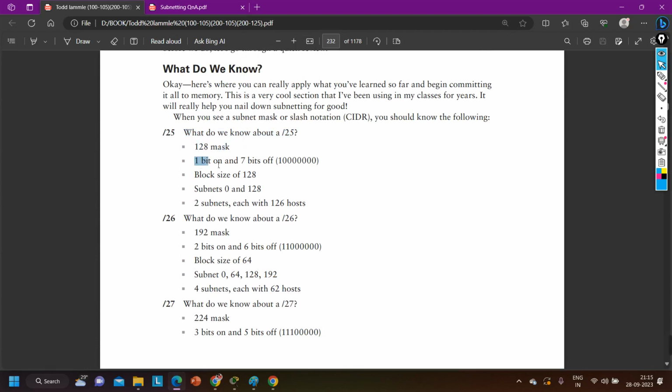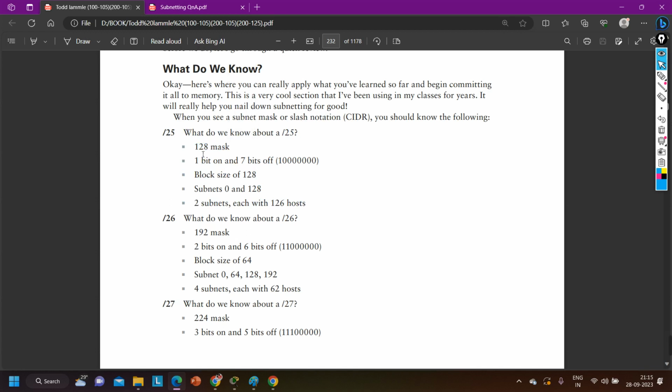128 subnet mask, 1 bit on and 7 bits off, like this. Block size is 128. Subnets 0 and 128. Two subnets are there and each has 126 valid hosts. What is the right answer? It can be 1 bit on and 7 bits off. Is this one correct or not?